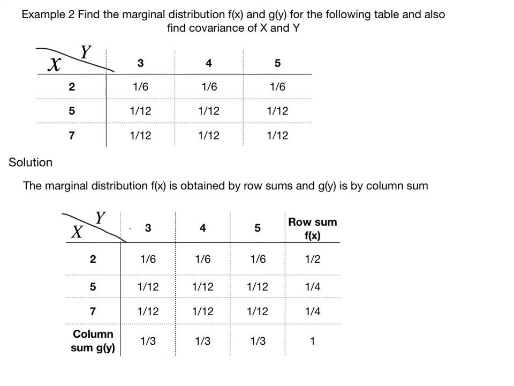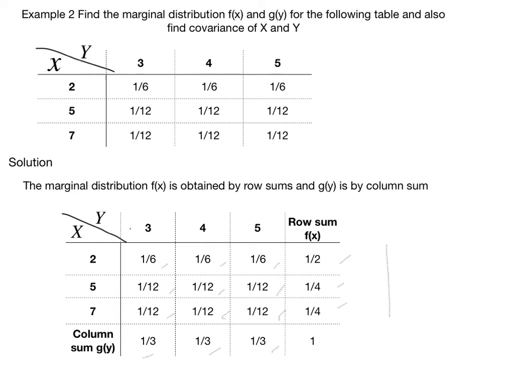Consider one more example where we have to find the marginal distribution of the variables x and y and also find the covariance. The table is given as below. Now to form the marginal distribution, we have to first find the row sum and the column sum. Now you can see here 1 by 6 plus 1 by 6 plus 1 by 6 gives you 1 by 2. 1 by 12 plus 1 by 12 plus 1 by 12 gives you 1 by 4. Similarly, 1 by 12 plus 1 by 12 plus 1 by 12 gives you 1 by 4. And the column sum: 1 by 6 plus 1 by 12 plus 1 by 12 gives you 1 by 3, and the same for the other two columns, each giving 1 by 3.